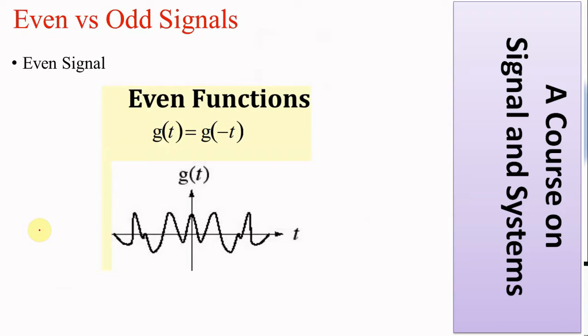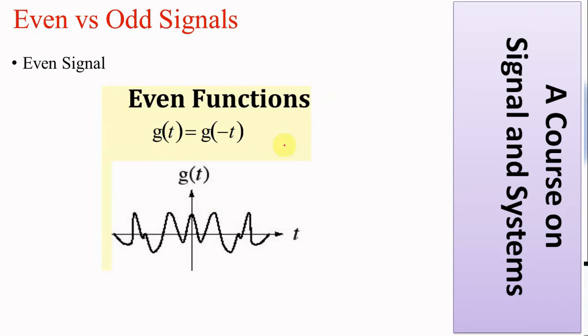In this lecture, we introduce the very important concept of even and odd signals. A signal is said to be even if the signal g(t) is equal to g(-t), which means to say if we replace t by -t in any signal, we get the same signal, then we say that the signal is an even signal.